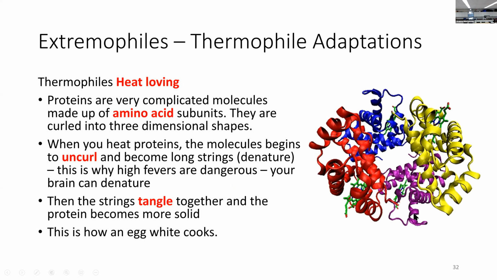Over here is a picture of a number of proteins, but you can see they have really funky structures, and they're curled and they're all twisted. If you heat something, those are going to uncurl, tangle together, and that's not good. So what they try and do is you want to have amino acids that aren't going to do that.